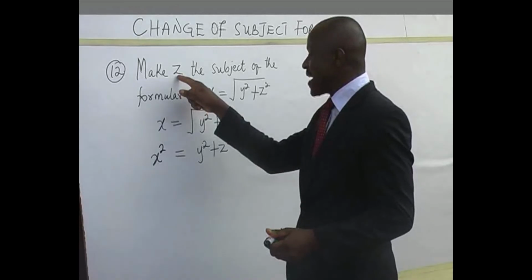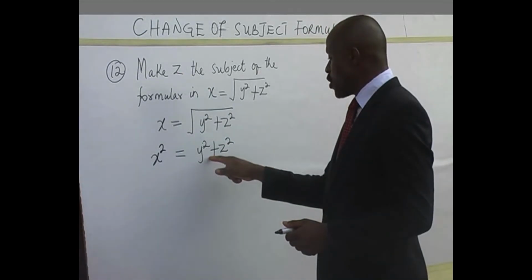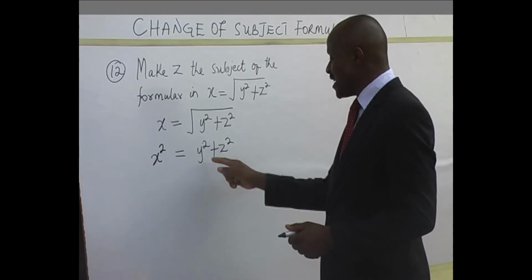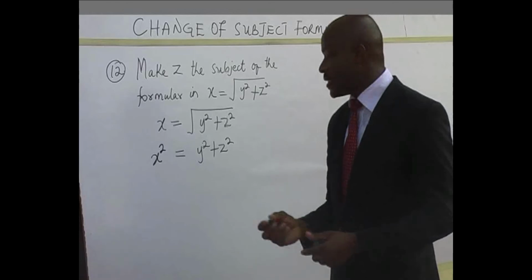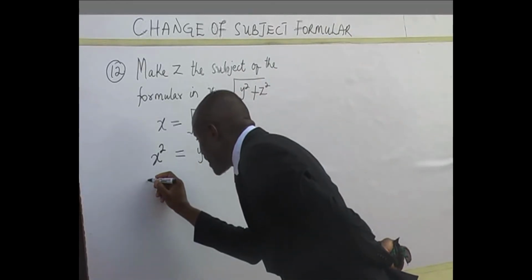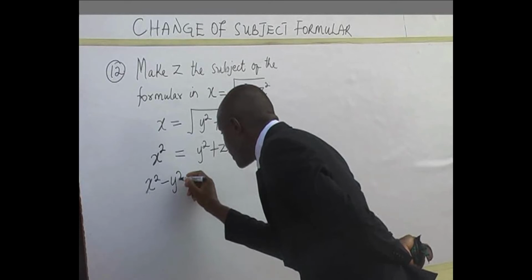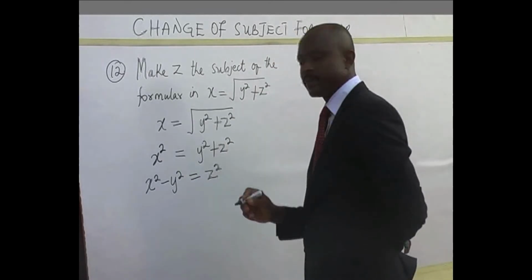Remember, we are told to make z the subject of the formula. So in this case, what you're going to do to leave only z squared in the right-hand side of the equation is to subtract both sides by y squared. So when you do that, you're going to discover that in the left-hand side, you're going to have x squared minus y squared will now be equal to z squared.